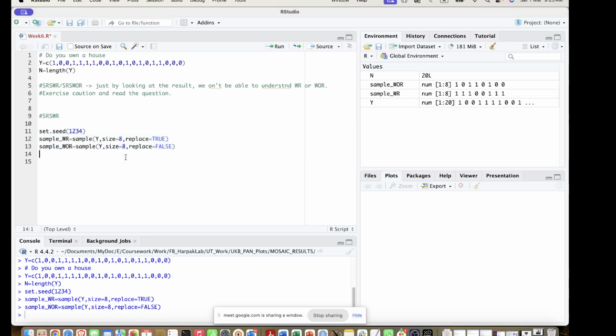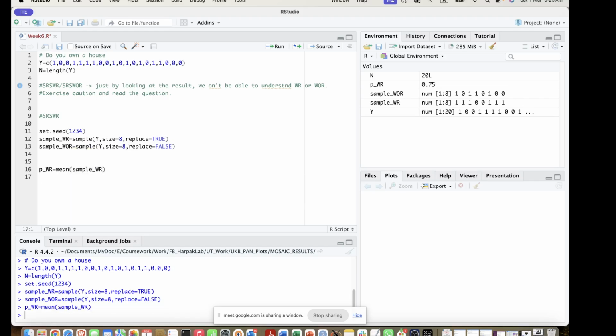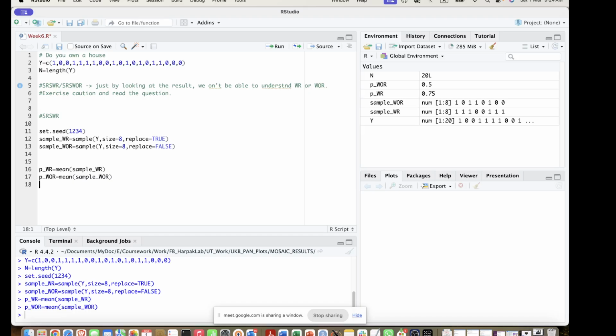Okay, so now we have our samples. So let's say PWR is the sample mean, so mean of sample WR. That is 0.75. PWOR is mean of sample WOR. That is 0.5. Okay. Variance WOR is how much?